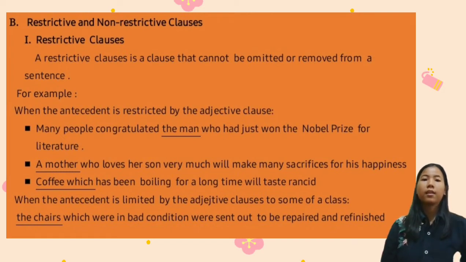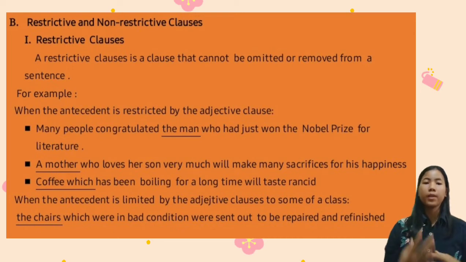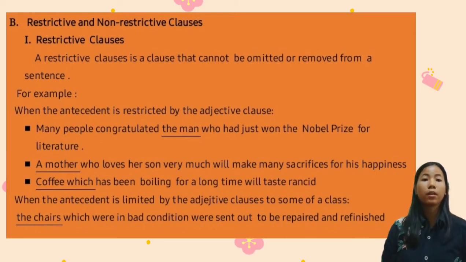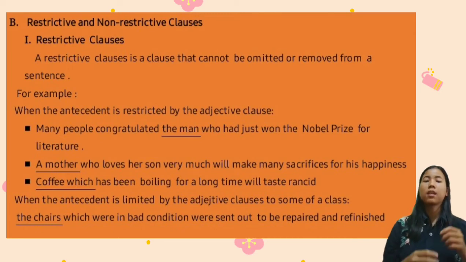Next, the boy's mother, who loves him very much, has made many sacrifices for his happiness. If made into a restrictive clause, it will have a different meaning: a mother who loves her son very much will make many sacrifices for his happiness. This antecedent is for one of the kids.